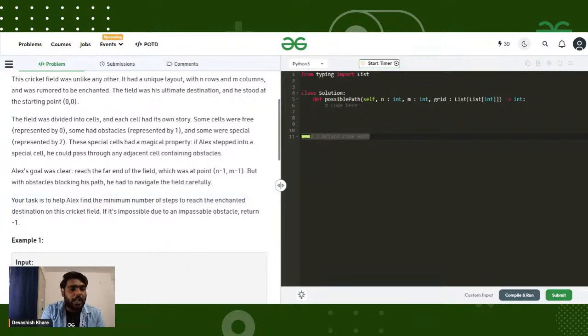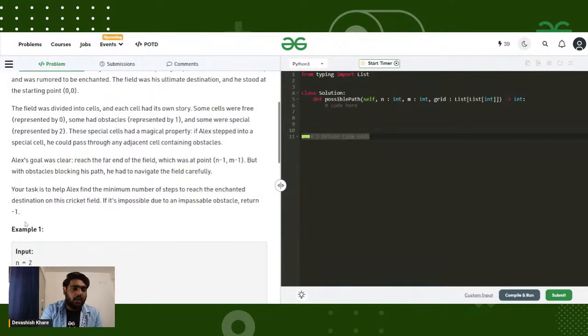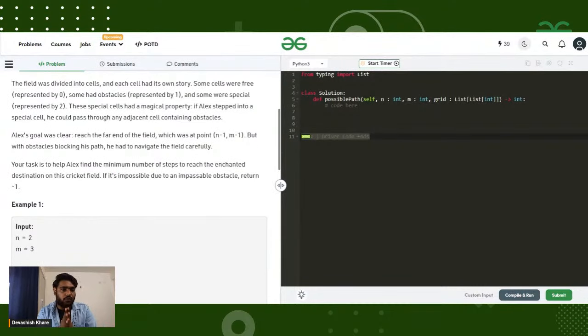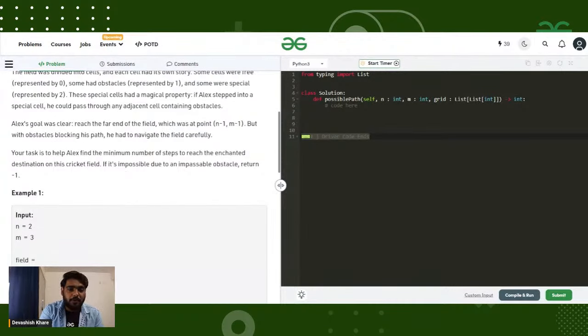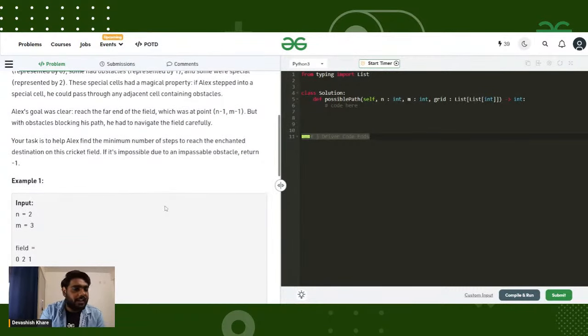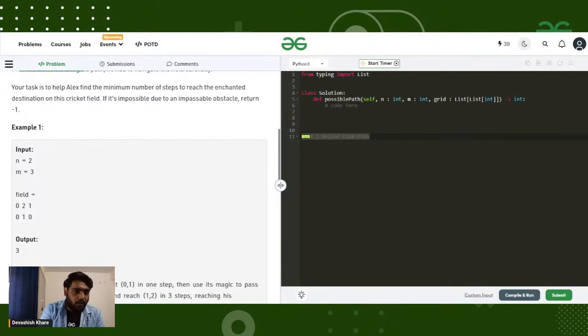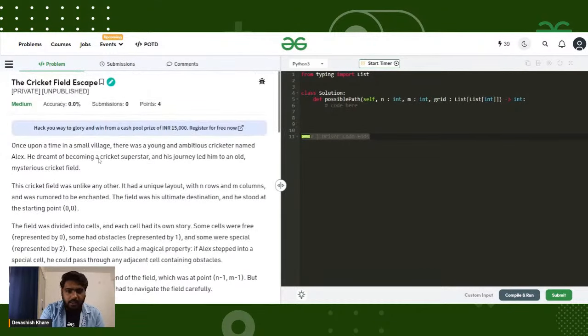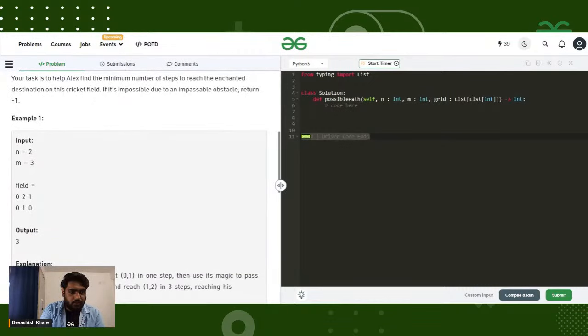Our task is to help Alex find the minimum number of steps to reach the enchanted destination on this cricket field. If it is impossible, due to any impassable obstacle, then we have to return minus 1. So we have to try our level best to help Alex and give him the minimum number of steps required to get to his destination. And talking about the example, I think we'll be better able to solve it here.